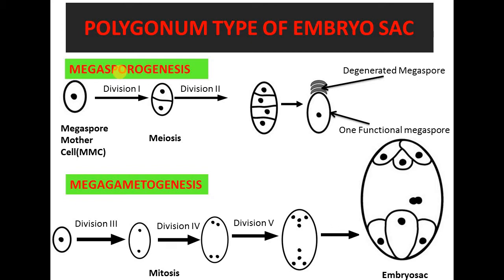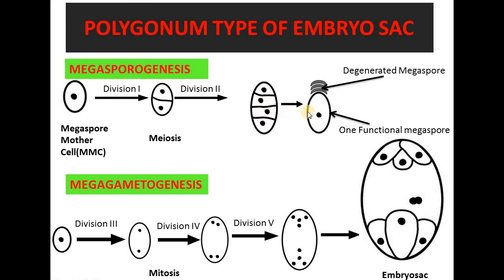Before the formation of gametes, the spores are produced, and we know that spores are produced by division in the mother cell. So here the megaspore mother cell, in short called MMC, is going to be divided by meiotic division. Meiosis 1 and meiosis 2, that means division 1 and division 2, are both meiotic divisions, and as a result of meiosis 1 the dyad is produced. When meiosis 2 takes place, the tetrad is produced. That means 4 megaspores are produced here.